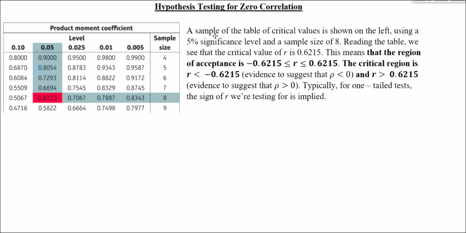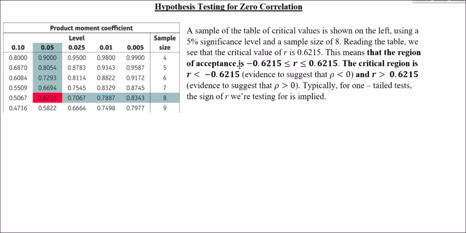Well, this is a sample like I've said, and so I've highlighted here a 5% significance level and a sample size of 8. So if you wanted to do a test at the 5% level of significance with a sample size of 8, you'd read down at 5% and across at 8 and see where they cross, which I've highlighted in red. That is the critical value of R. So the critical value of R for 5% significance, sample size 8, is 0.6215.